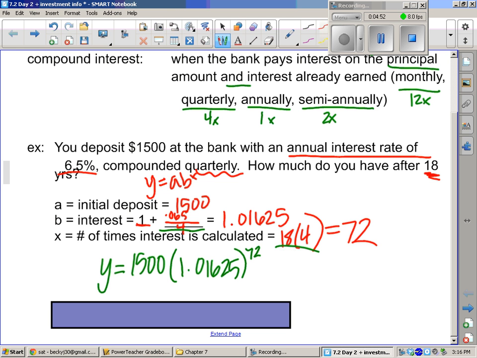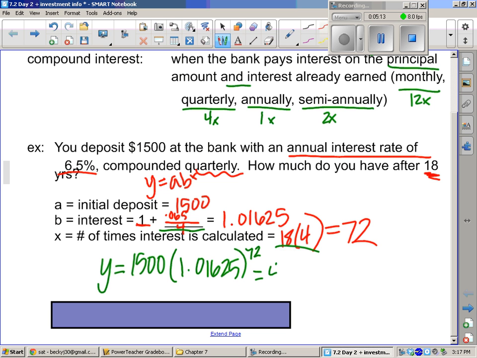Okay, let's see how our money grows. Can I just do the 1 times the 1500 first? No. Exponents first. So I have to do the 1.01625 to the 72nd. And you're going to get a crazy decimal, so leave it in the calculator. Then just hit multiply by 1500.